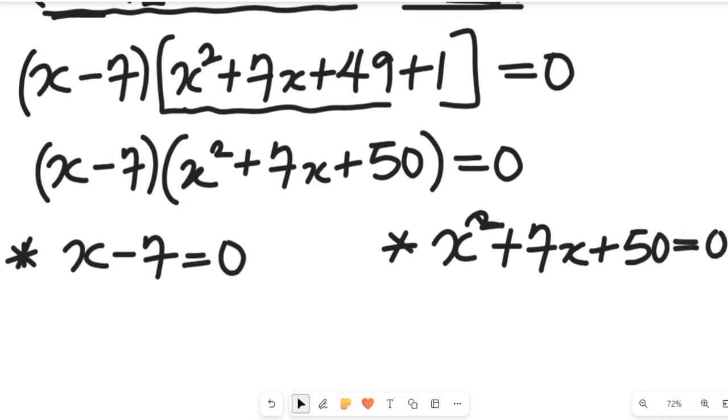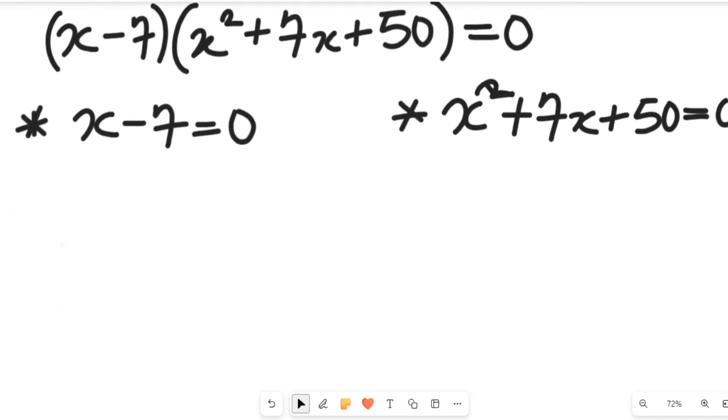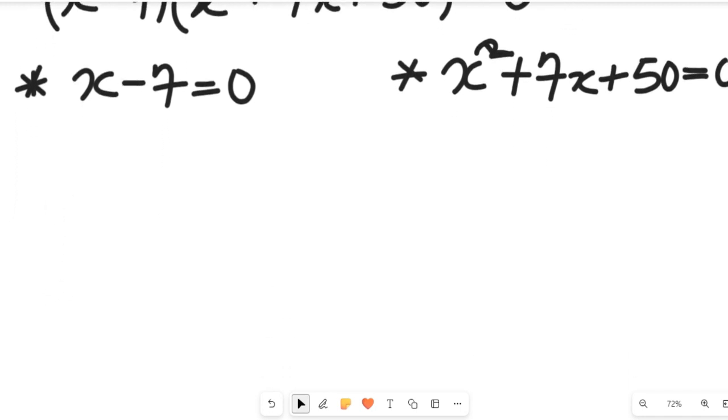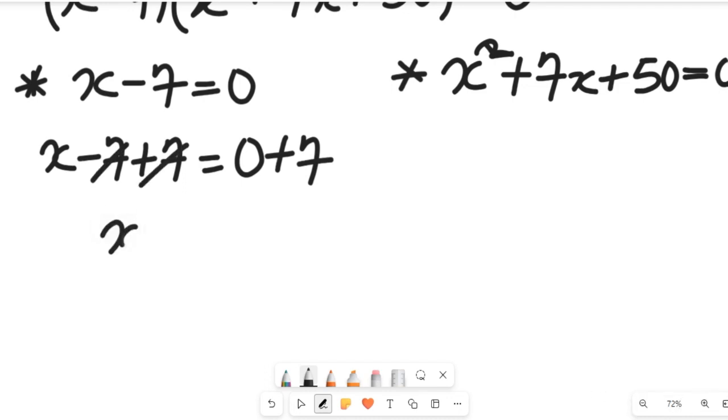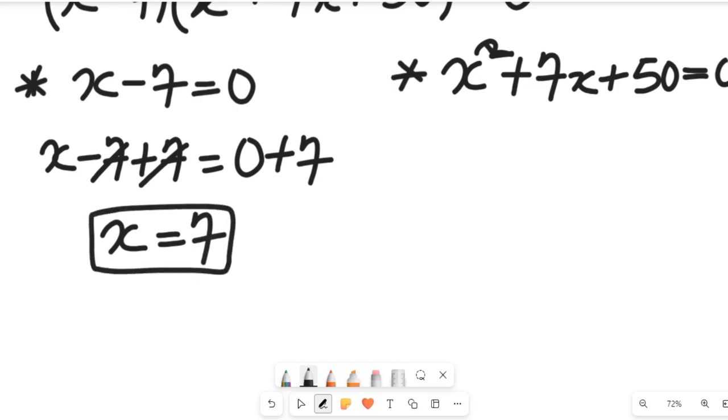So you see, just like the solution of a polynomial will give me one solution in a quadratic equation, this solution has given me one solution and a quadratic equation. Now let's solve the first solution by adding 7 to both sides. So we'll have x minus 7 plus 7 equal to 0 plus 7. This will clear this, and then x will be equal to 7. So x equal to 7 is the first solution to that exponential equation given to us.